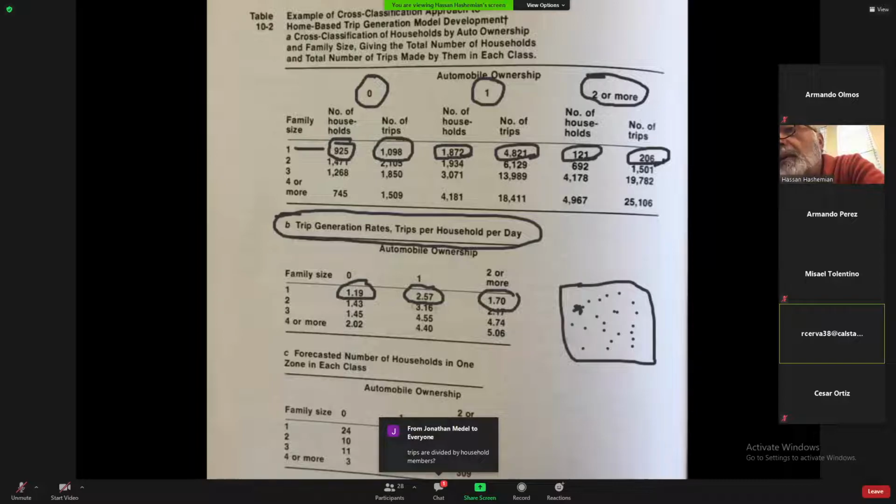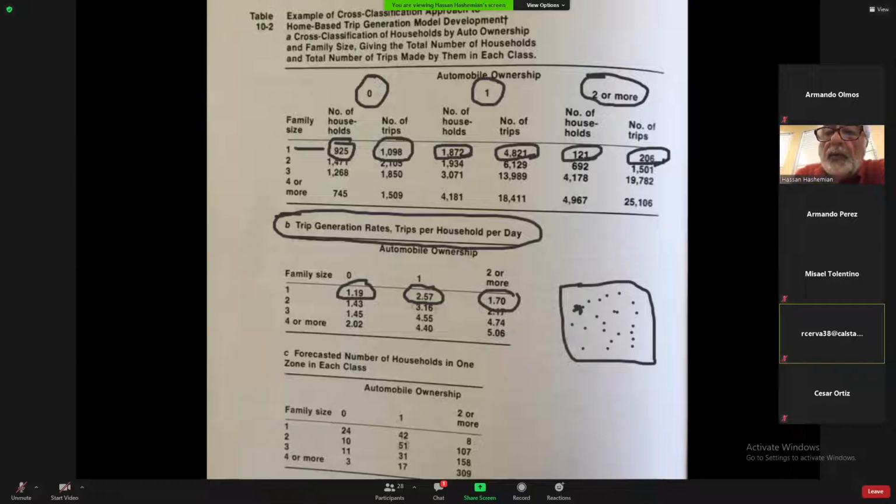Is it because everyone's sharing one car? And with more than two cars, everybody has their own car? No, you are only one person in the household. There's only one person in the household. So why, if you're a single person in the apartment living, if you have no car, you make 1.19 trip. If you have one car, you make 2.5 trip. Why you make less trip if you have two or more car?